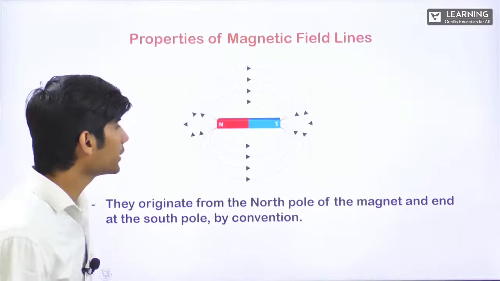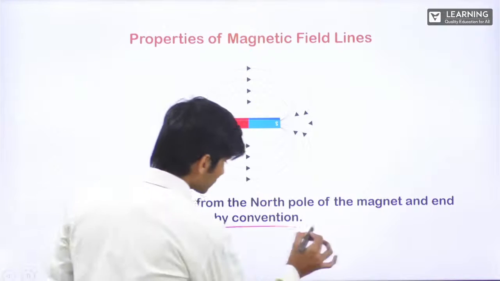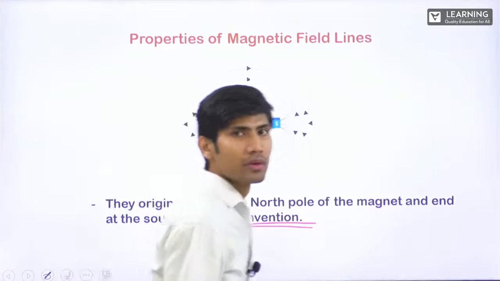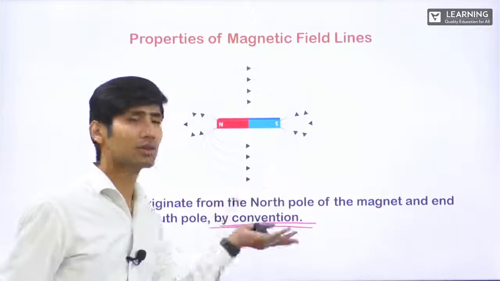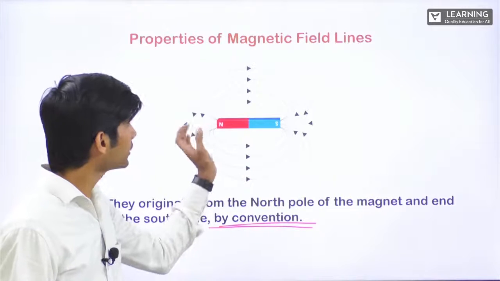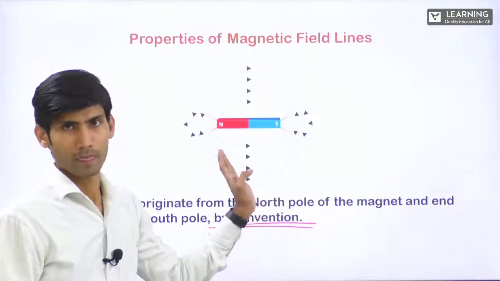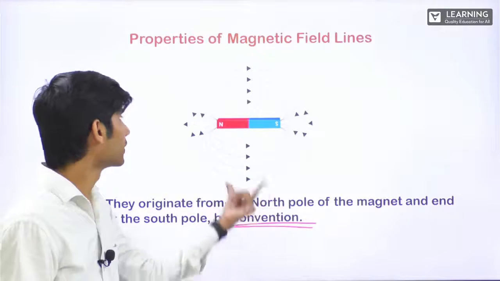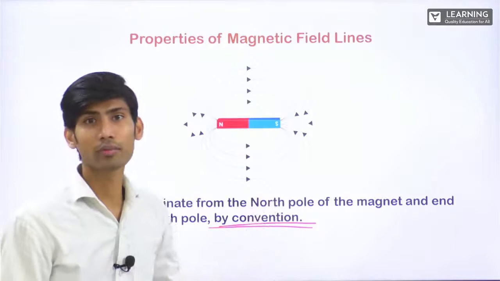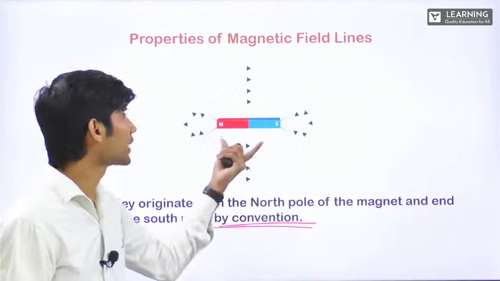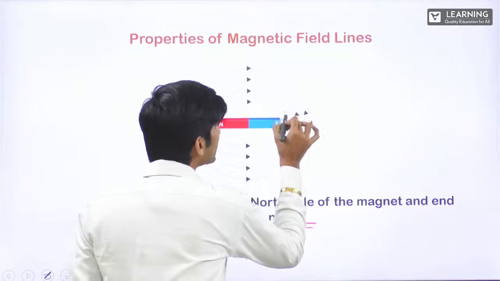Now they originate from the north pole of the magnet and end at the south pole by convention. What does this mean? We have assumed it by convention. Our ancestors, whoever got to know about magnetic field, decided that the direction we will take is from here to here. We could have taken it from south to north also, there is nothing wrong in that. But by convention, we consider that the direction is from north to south, like the direction of current is by convention. The same way the direction of magnetic field is also by convention. Clear? So from north it will originate, at south it will end.